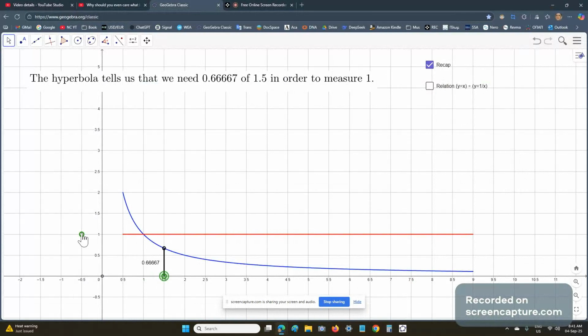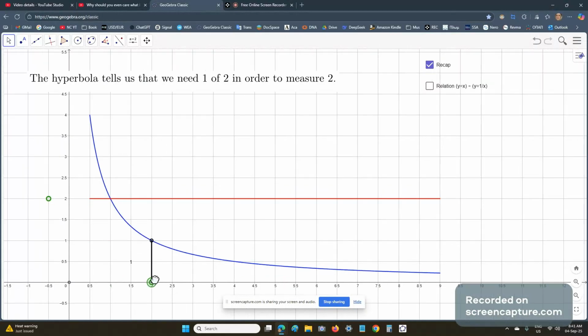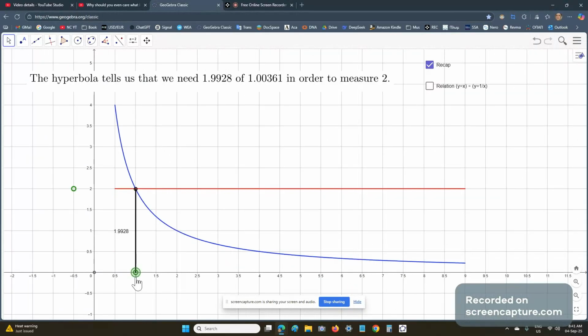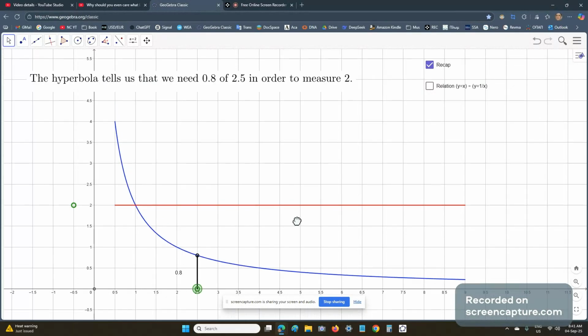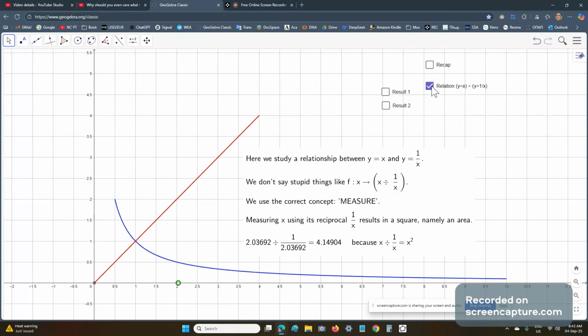And if we had a different value, instead of 1 over x, then let's say we had 2, and in this case, we would need 1 of 2 in order to measure 2, or 2 of 1 in order to measure 2, right? Okay, so basically, I showed you how these things work in the previous video. But now I'm going to teach you something completely new.